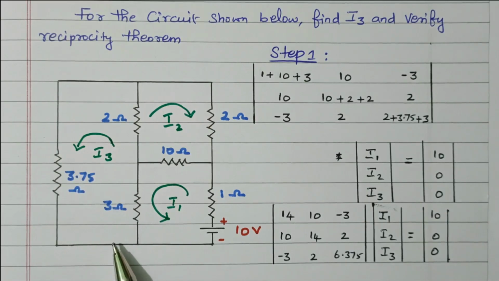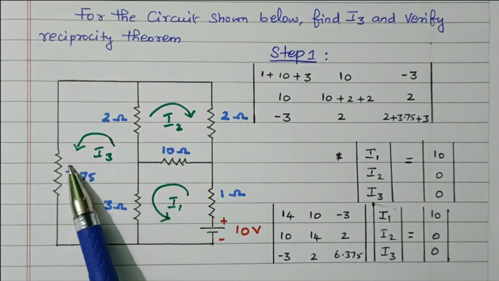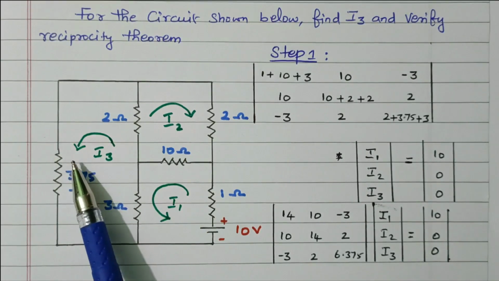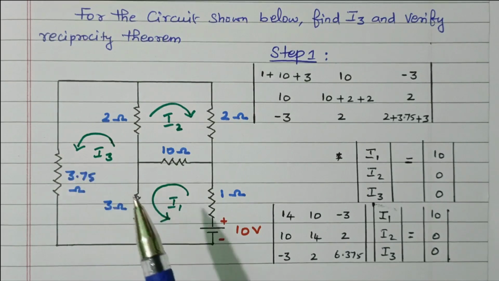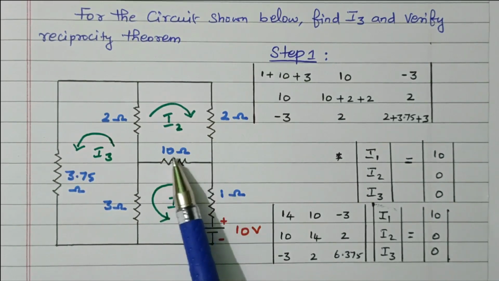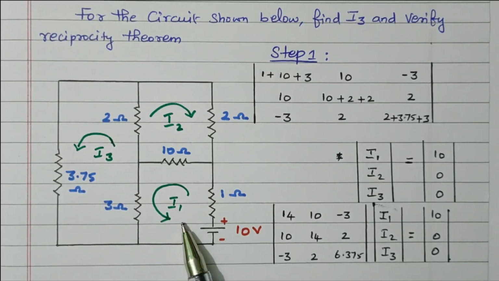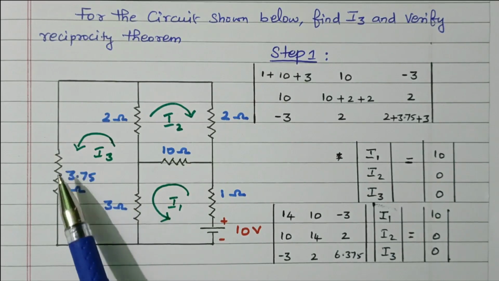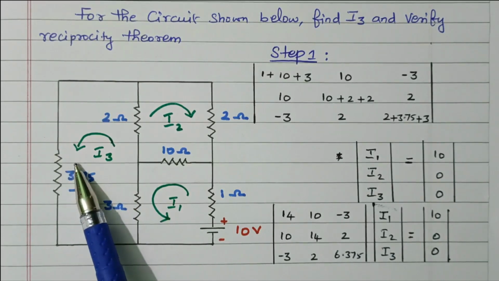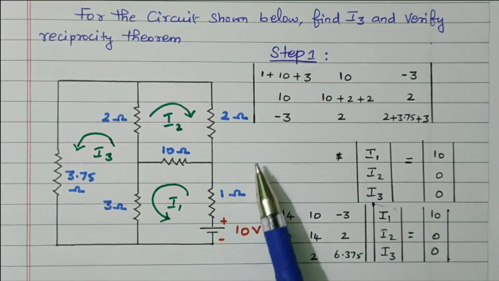In order to verify the reciprocity theorem, the voltage source available in the first branch should be transferred to the third branch, so that the current in the third branch will reflect in the first branch. That is the reciprocity theorem. First we will take the circuit as it is and find the I3 value. In the second step, we will transfer the voltage source from branch 1 into branch 3, and verify that the current in branch 3 is reflected in branch 1. So we will go to step 1.